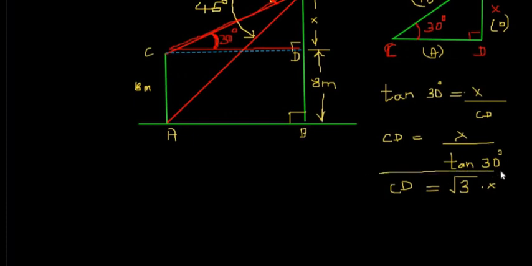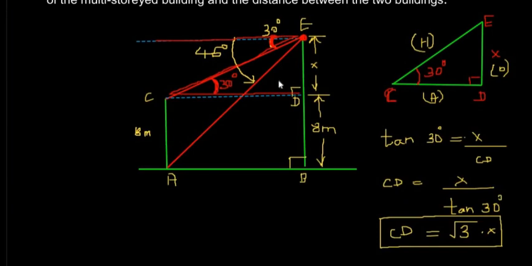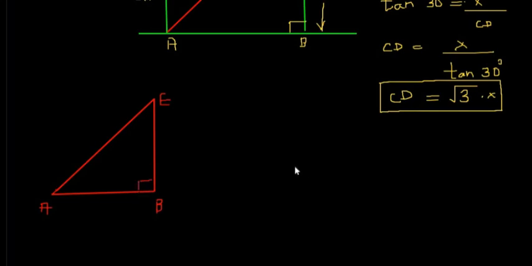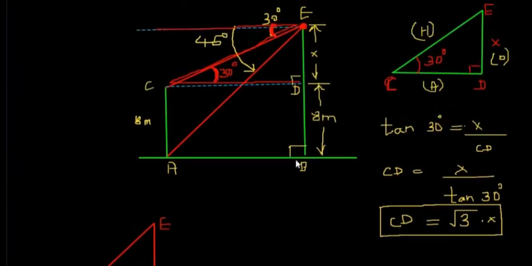So keep this as one of the equations for this small triangle. Now let us look at the big triangle which is given, that is ABE. So let me draw it again over here. So this is A, this is B, and this is E, and this is 90 degrees. Now let us start marking the sides.